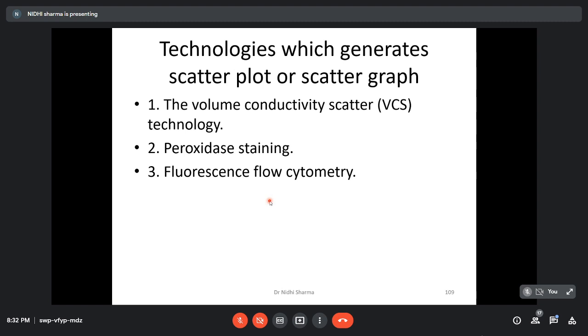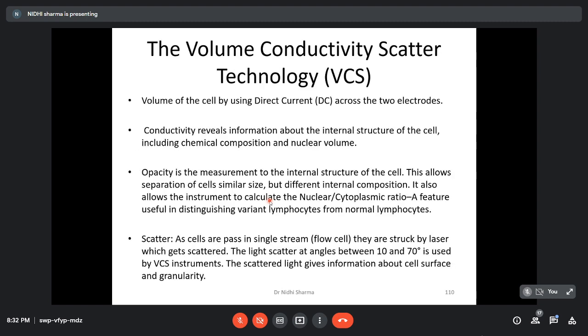So just a brief about what these technologies are, though I would not be able to do much justice to this technology in this lecture. The VCS technology detects the volume of the cell by using two electrodes, and it also uses the opacity as a measure to study the internal structure of the cell. And then it uses the scatter as the cells pass through, using light scatters at different angles. Based upon this volume, the opacity, the kind of conductivity the cell has, and the kind of scatter it has plotted, it calculates the scatter at different angles and tries to separate the cells.